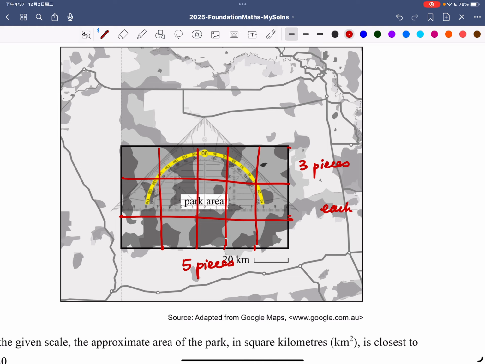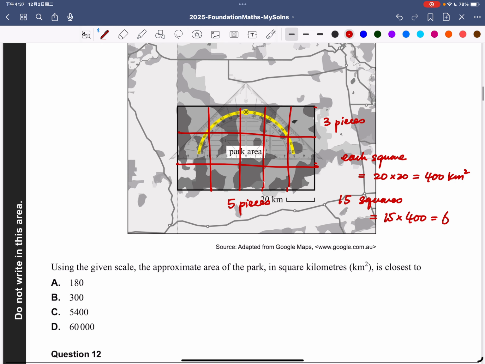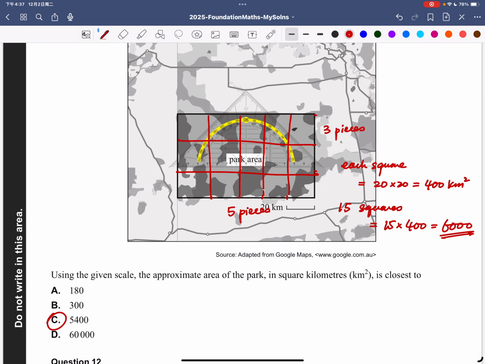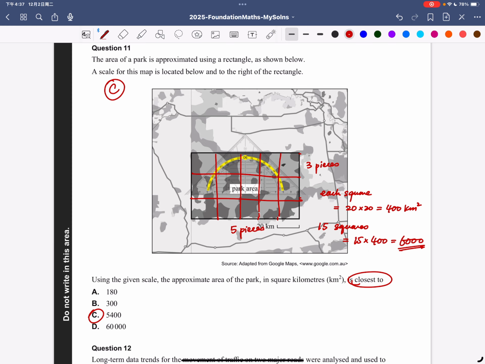So each square has 20 times 20 equals 400 kilometers square. Therefore, 15 squares equals 15 times 400, which I believe is 6,000. But the question didn't provide exactly 6,000. Therefore, we're going to choose option C as the closest answer. Not sure if that's intentional, but the closest answer is 5,400.